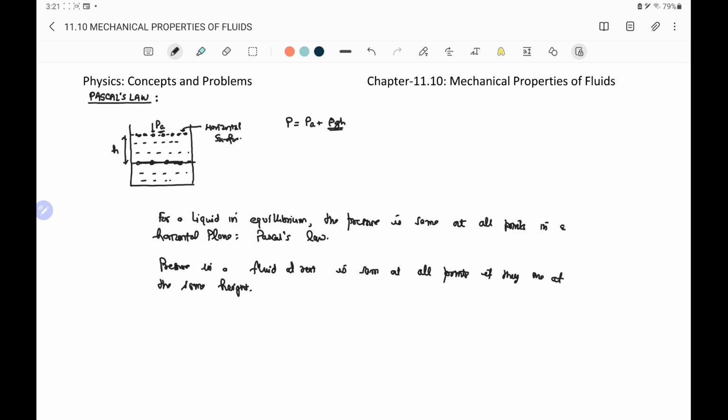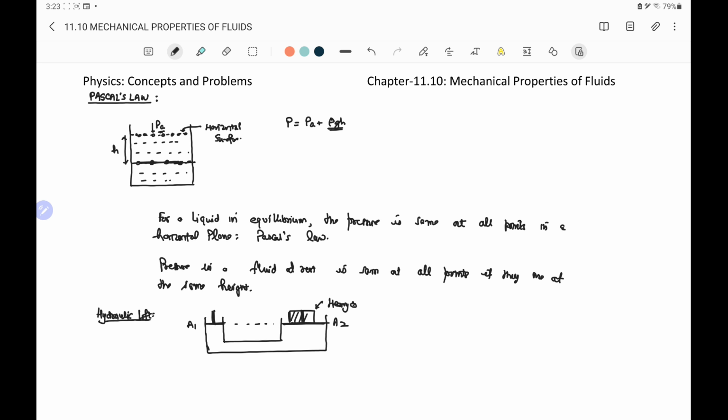There are many applications of Pascal's law in daily life. One example is the hydraulic lift. This is used to lift heavy objects by applying a small force. Here we take an arrangement such that there is one piston of smaller area A1 and another piston of larger area A2. On this larger piston we keep the object.